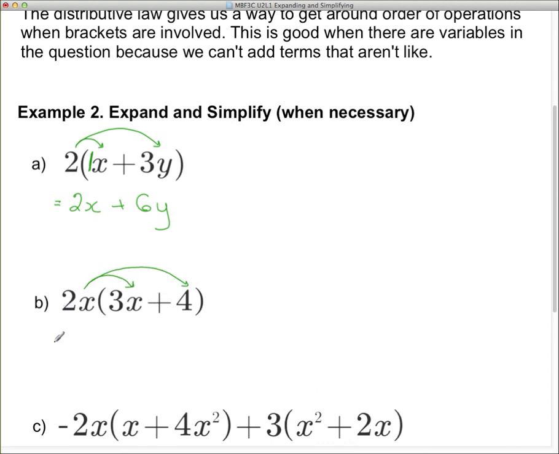We do 2 times 3 is 6, but when I do x times x, remember what I told you in the last one? X times x actually equals x squared. So we go 2 times 3 and x times x is 6x squared. Now 2x times 4 is just going to be 8. This 4 doesn't have another x to go with it, so this is just going to stay as 8x.